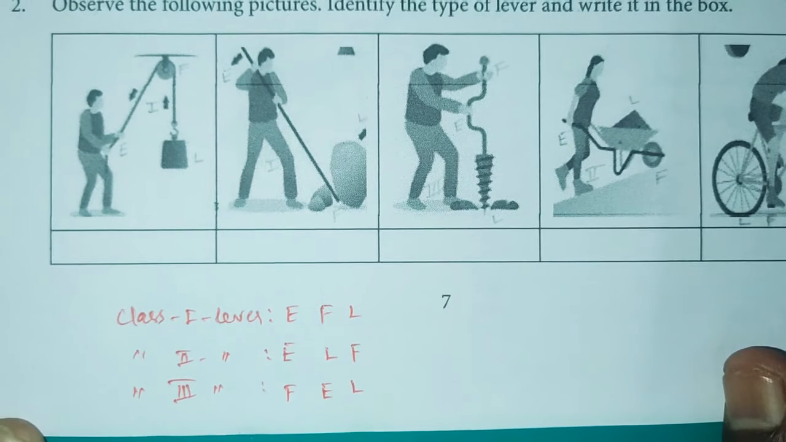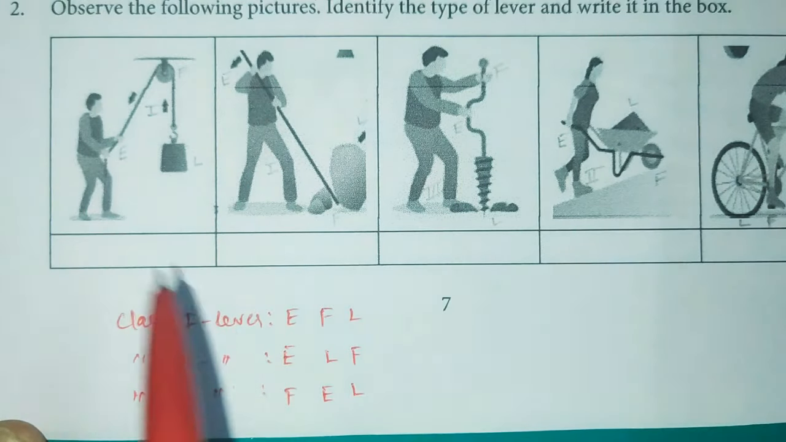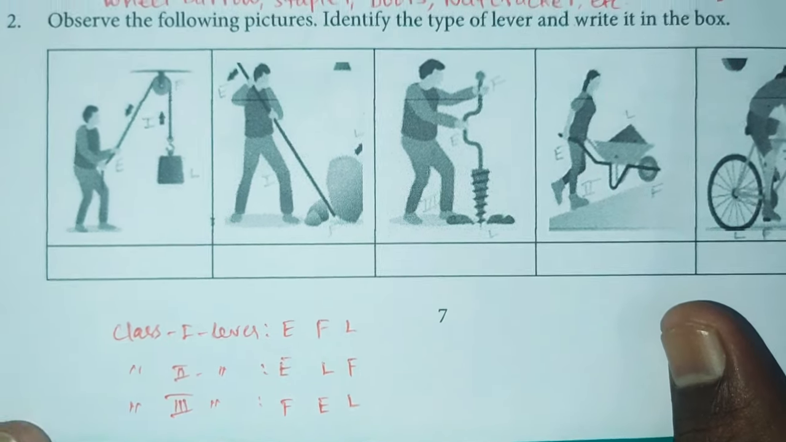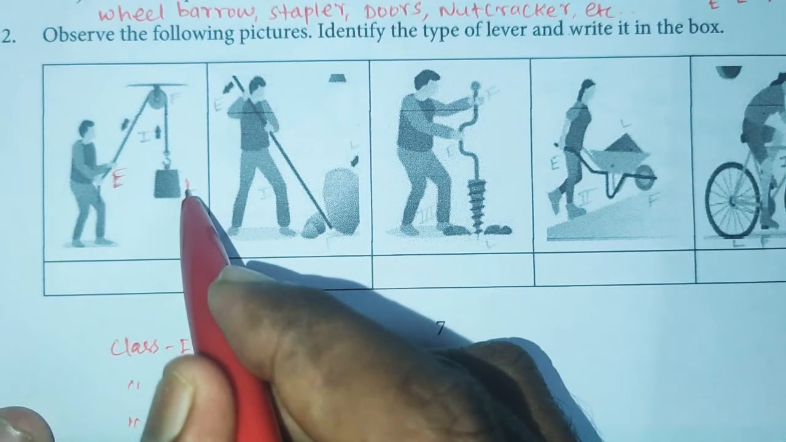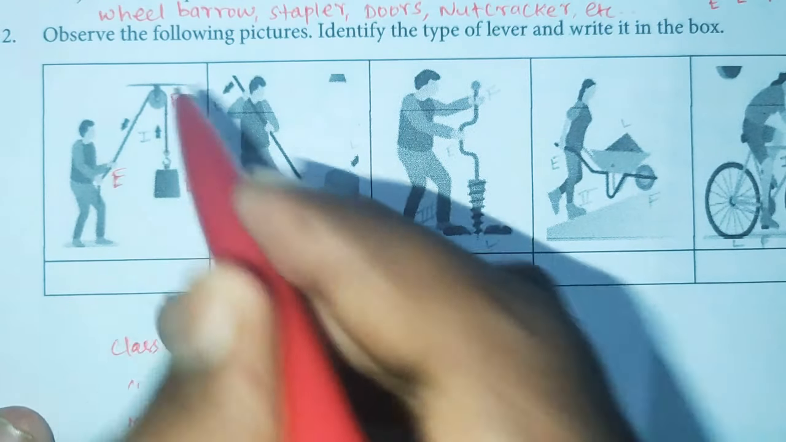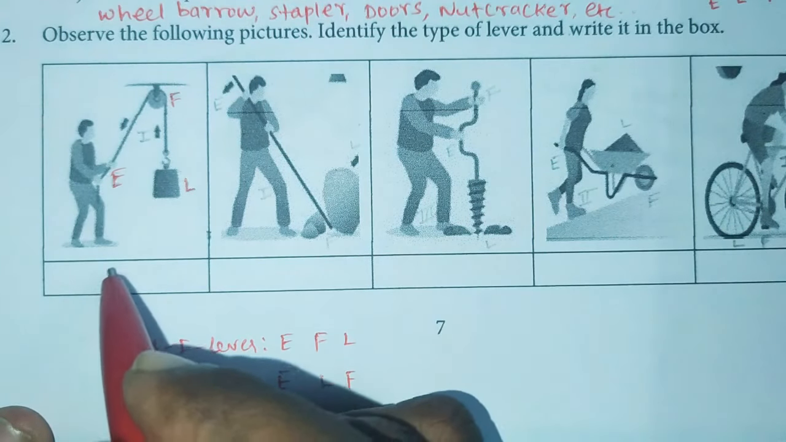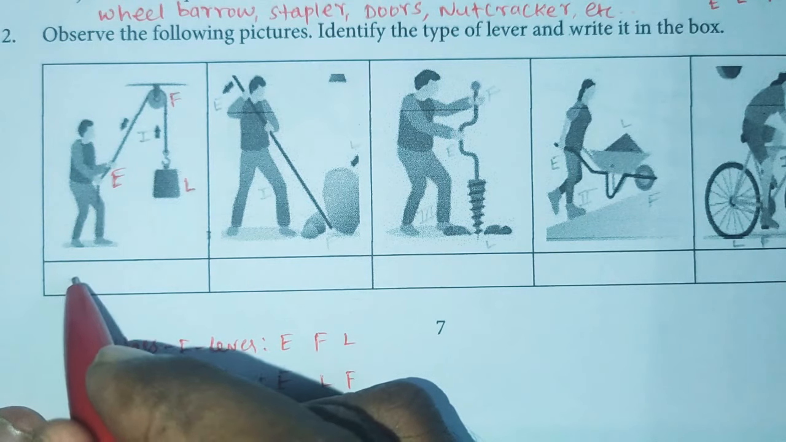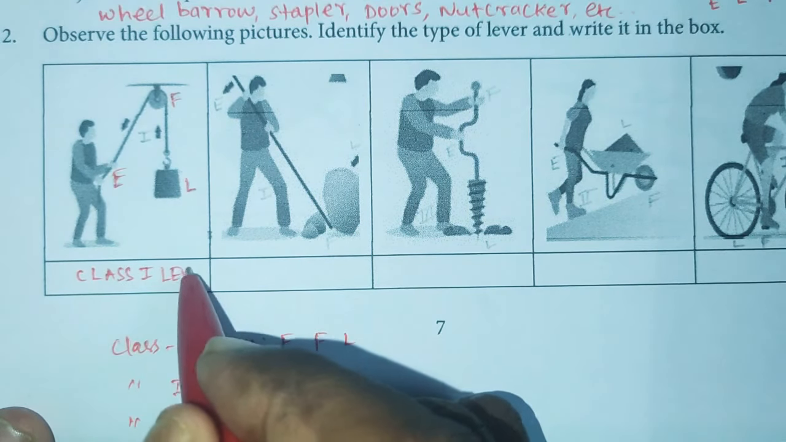So these are the 3 types of levers. Now we'll identify the type of lever. See here, this is effort, this is load, this is fulcrum. So effort, fulcrum, load. So this is class 1 type lever. So this is class 1 lever.